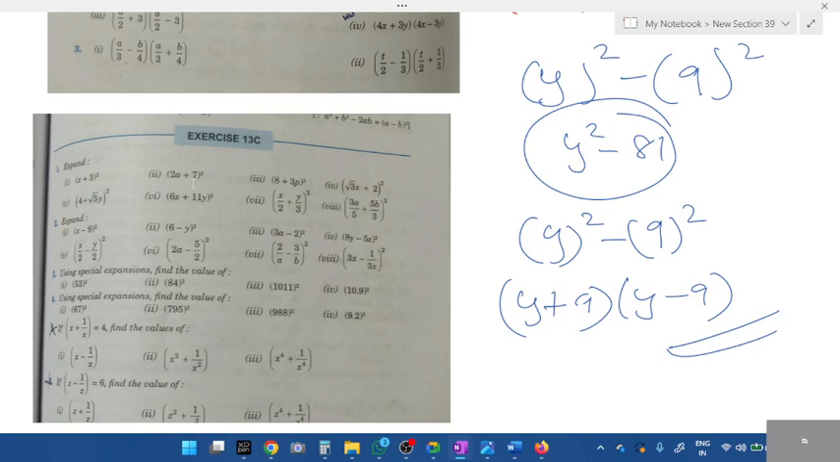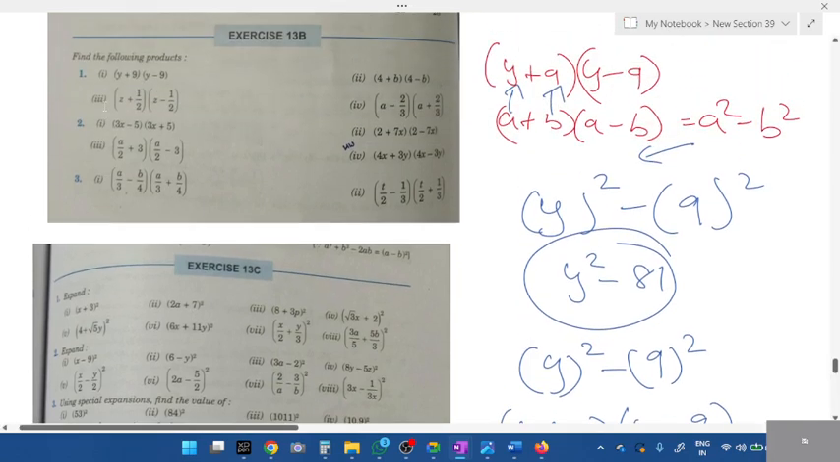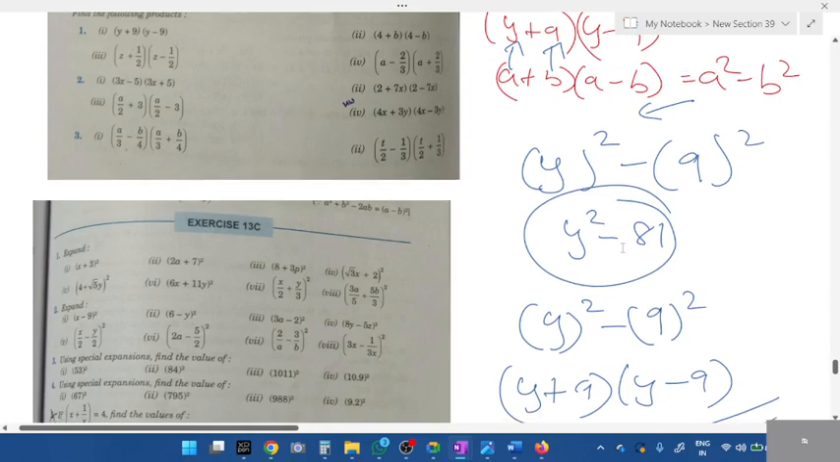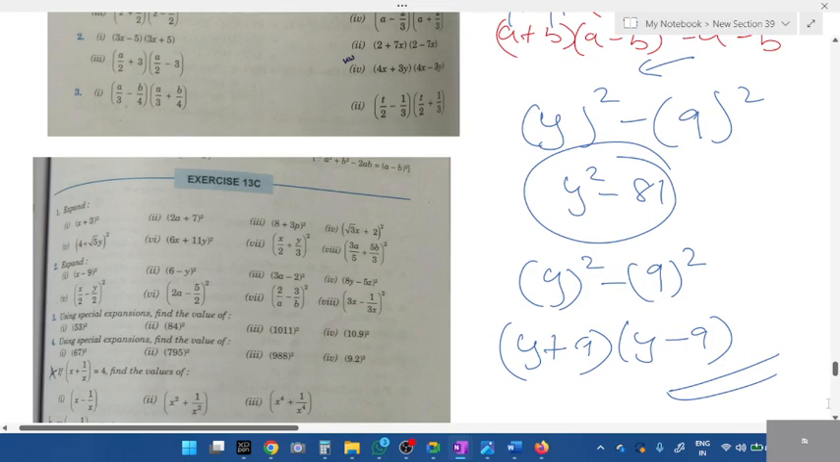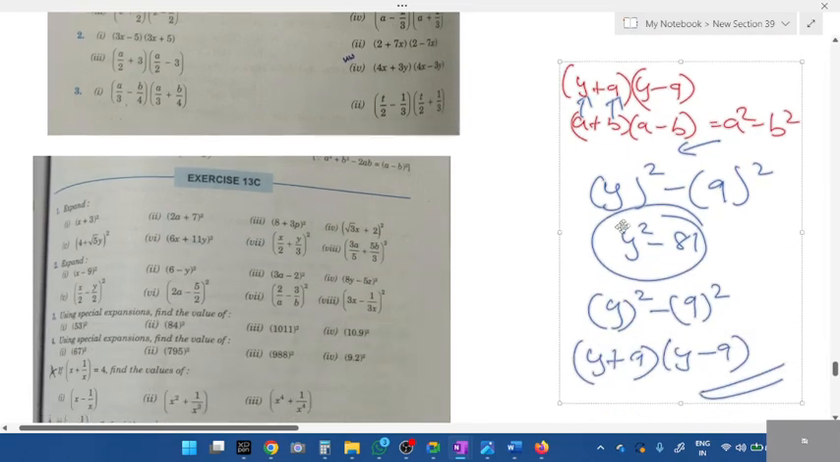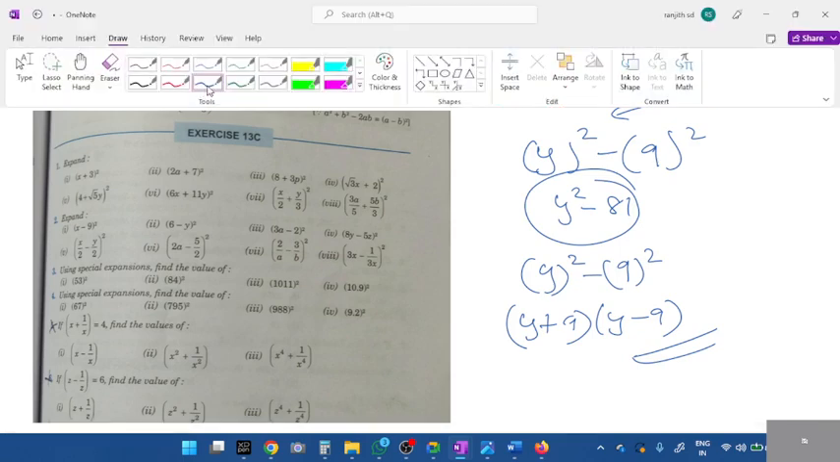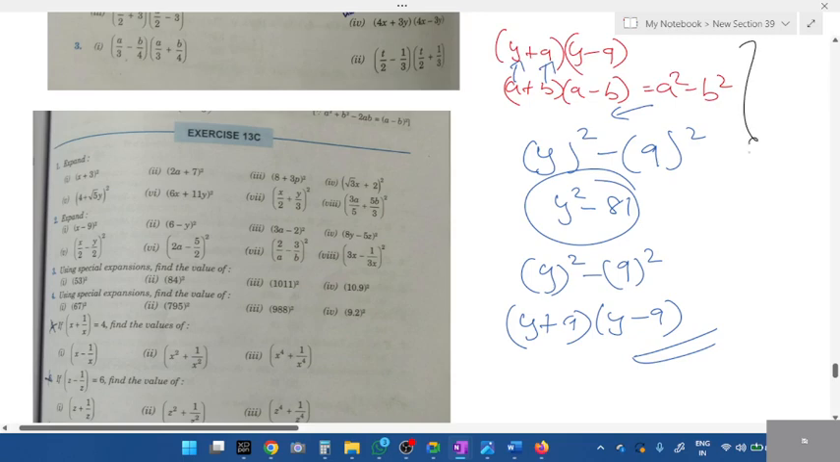Fine. So see, both are just the opposite, students. Look at both. If they give y plus 9 into y minus 9, you have to use the a square minus b square concept. You get y square minus 81. If they give y square minus 81 and tell you to find the factors, you have to factorize it. Just write this question once, you'll get an idea. This part is algebraic identity. The other is factorization.